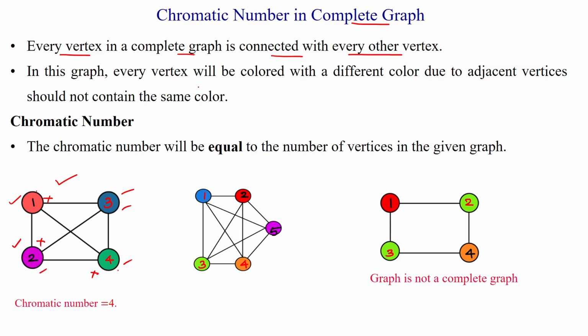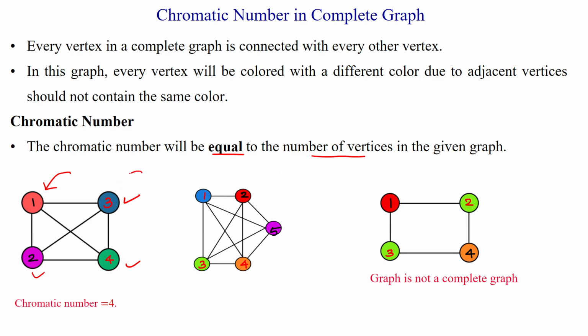So in this graph, every vertex will be colored with a different color, because the criteria is that adjacent vertices should not have the same color. Here the vertex is connected with all other vertices, so we cannot apply a similar color to the adjacent vertices; we have to select a different color for all other vertices. So here the chromatic number will be equivalent to the number of vertices in the given graph.